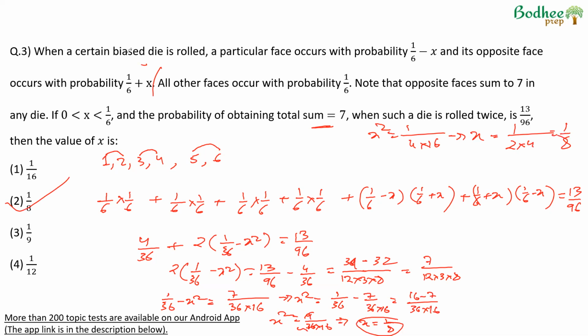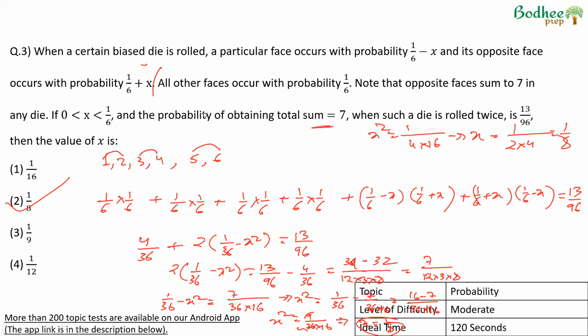Again, in terms of level of difficulty, I'd say moderate. We're just writing the probability and then solving for the equation. 2 to 2.5 minutes to solve.